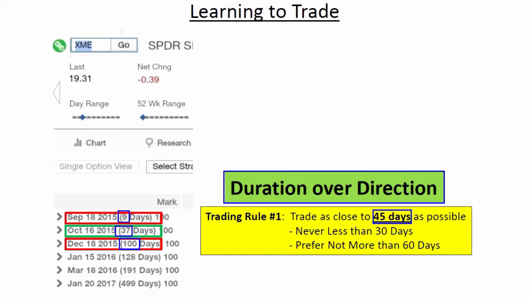So with rule number 1 right here, trade as close to 45 days as possible, hopefully you realize that if we're going to make a trade, we're going to use this option chain right here at 37 days because it fits our rules. It's above 30, below 60, not mandatory, but it's there, and it's as close to 45 as we can get with these other numbers. So 37 in this case would be our option chain that we would use. But that's trading rule number 1. Always trade as close to 45 days as possible.